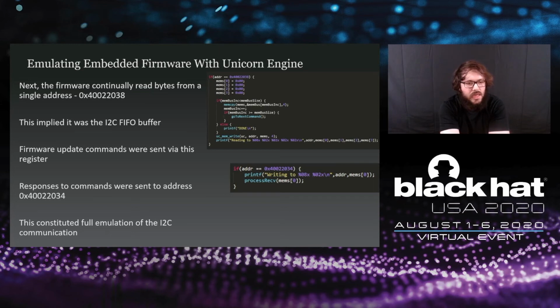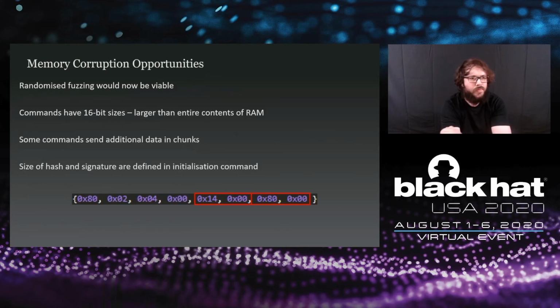I started sending firmware update commands via this register by hooking into Unicorn engine, and found that it would then start sending data on another address close to that area, and found that this was sending responses to my I2C messages as the bootloader would have. Because of this, I had full emulation of the I2C communication of the bootloader and could start fuzzing it as needed without having the potential of breaking my chip.